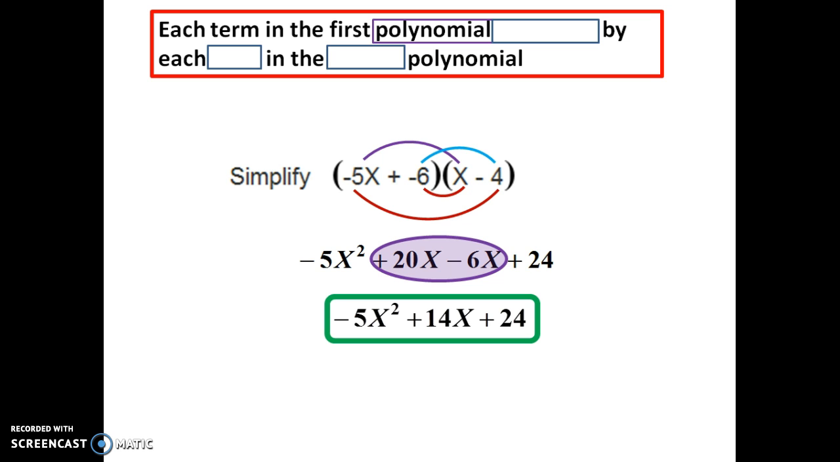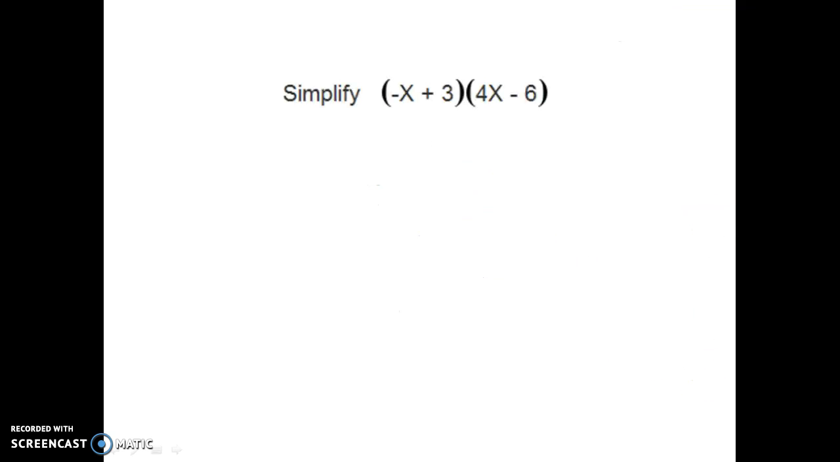Before we do that, though, we want to fill in this statement at the top here. Each term in the first polynomial, so this here is a polynomial, multiplies, so we're going to multiply it by each term in the second polynomial. So this is how everything is going to work for our next few examples. So let's simplify the quantity negative x plus 3 times the quantity 4x minus 6. So first we'll take the negative x times the 4x, which gets us a negative 4x squared. Then we take the 3 times the negative 6, which gets us a negative 18.